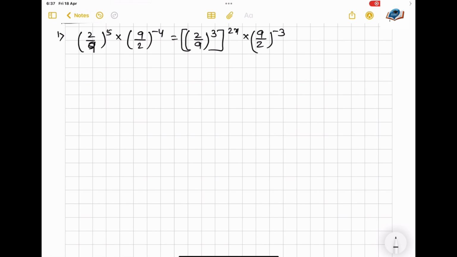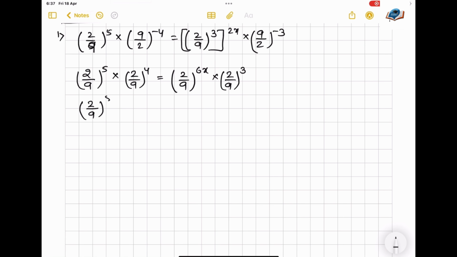So this I can write as (2/9)^5 into (2/9)^4 equal to (2/9)^3 2s are 6, so (2/9)^6x into (2/9)^3. So now powers will add up. So (2/9)^(5 plus 4) equal to (2/9)^(6x plus 3).